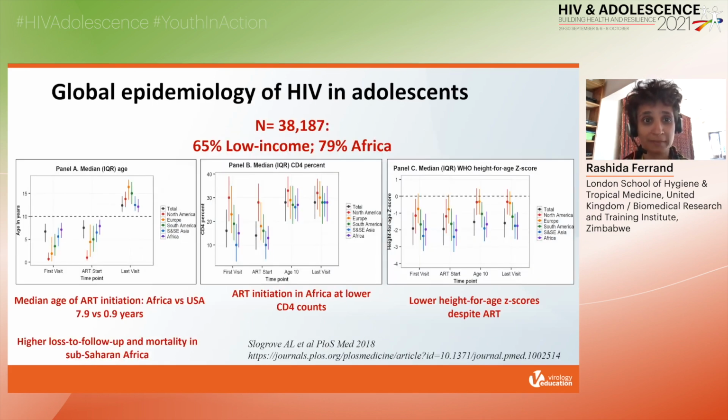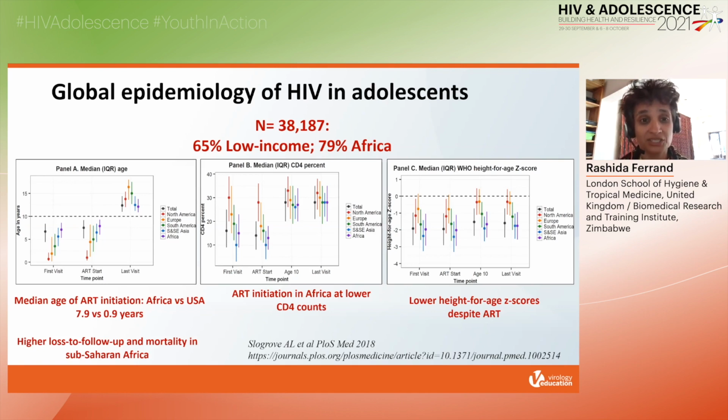So if we look at the global epidemiology of HIV in adolescents, this was a meta-analysis that was done by the CIPHER collaboration of the International AIDS Society and included nearly 40,000 adolescents, of which 79% were from Africa. What you can see is that the median age of ART initiation in Africa is much higher than that in USA and also in Europe. So nearly 8 years when children were starting antiretroviral therapy. There's also higher loss to follow-up and mortality in sub-Saharan Africa.